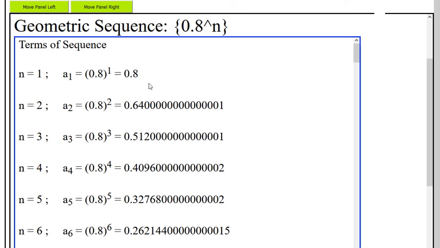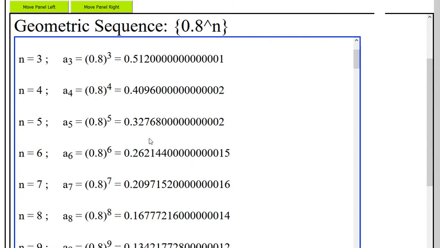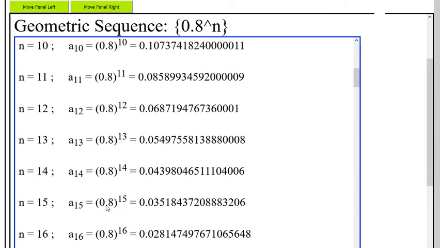And here are the terms for the sequence 0.8 to the n. So here the common ratio is 0.8. So when n is 1, we get 0.8 to the first, which is 0.8. When n is 2, we get 0.8 to the second, which is 0.64. When n is 3, we get 0.8 to the third, which is 0.512. And then here's the rest of it. We can see that as n gets larger, we're beginning to get the 0 here.